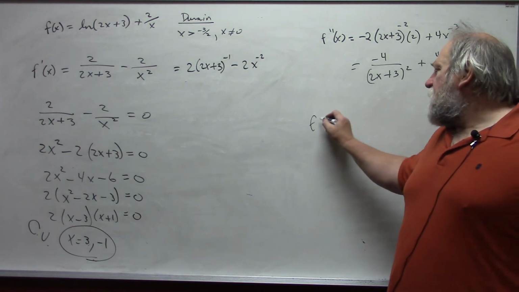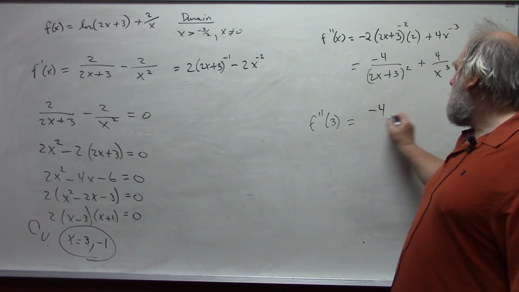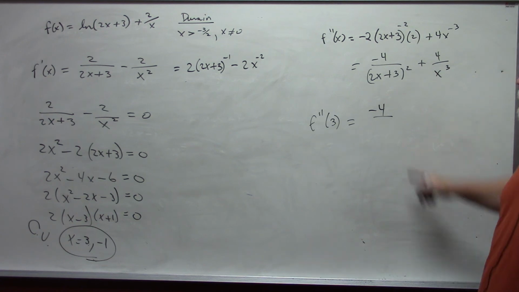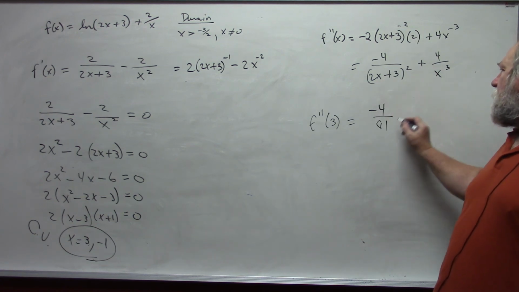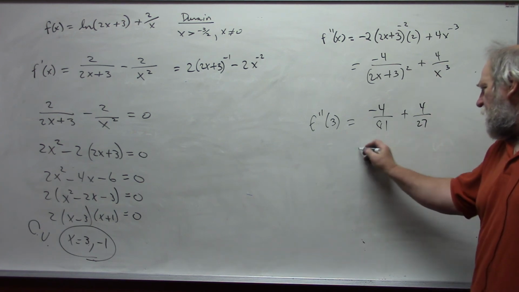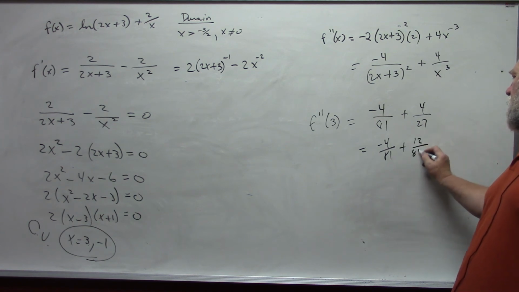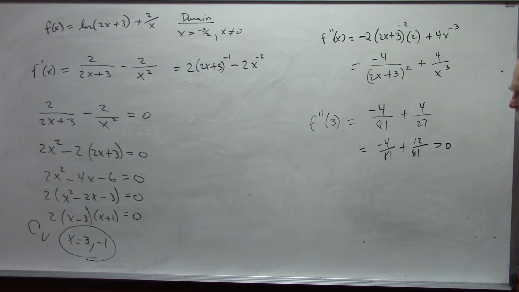And let's check our values. The second derivative at 3 is negative 4 over 9 squared, which is 81, plus 4 over 27, which is negative 4 over 81 plus 12 over 81. And this therefore is positive. I don't really care what the actual value is. It's 8 over 81, but that's kind of irrelevant. What matters is it's positive, which means I get concave up, and so I get a relative min at 3.